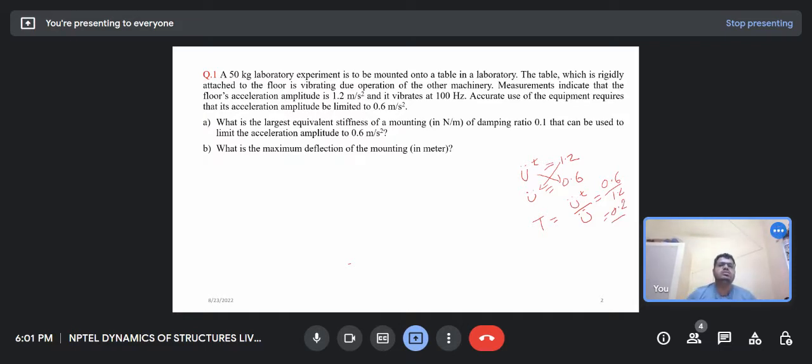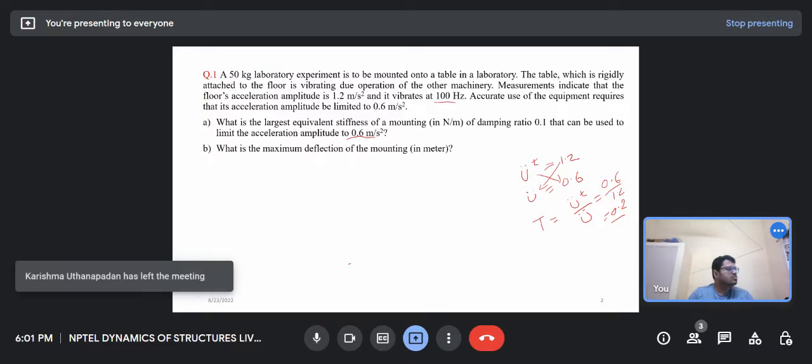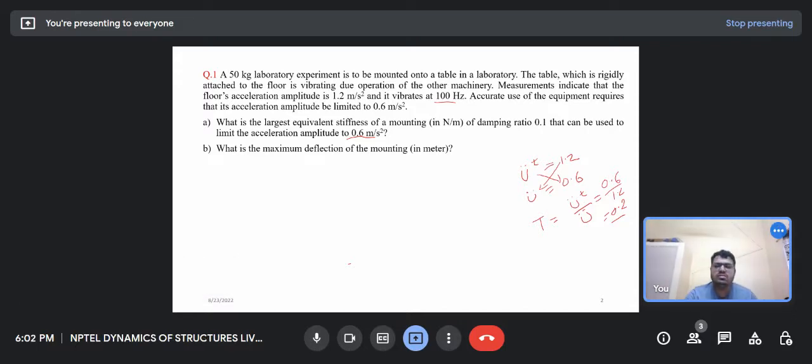So can you calculate the stiffness? You have given the damping ratio, the total acceleration limited to 0.6 meter per second square, and the external frequency, so you have to calculate the stiffness. Am I audible to everyone? Is there any doubt in this question? If not, let us discuss.